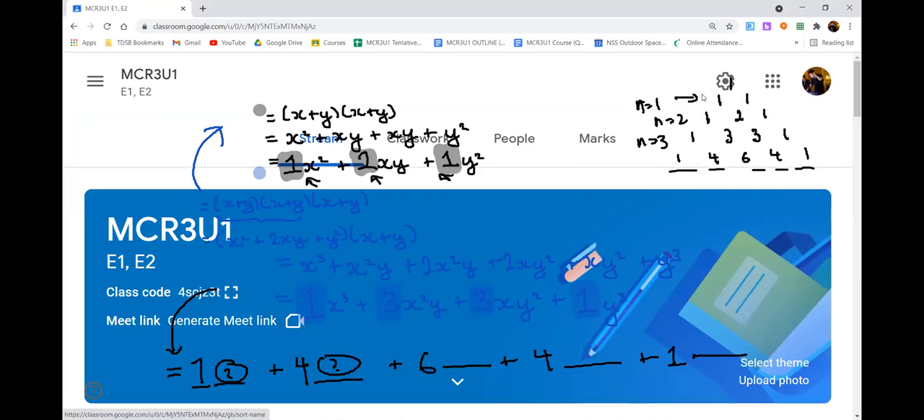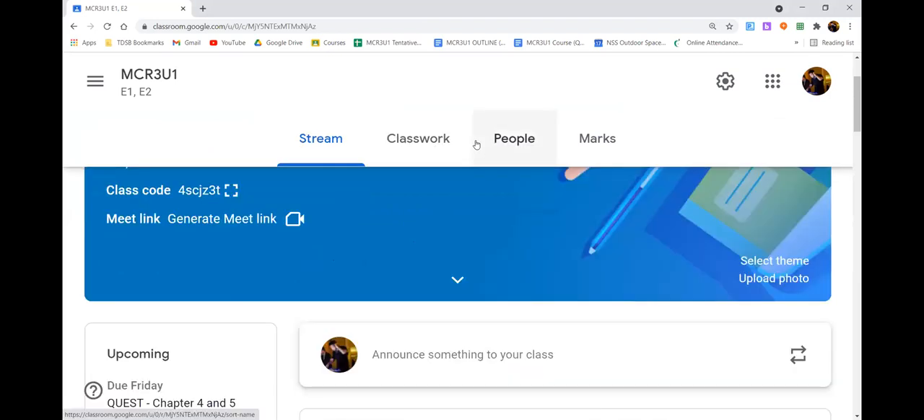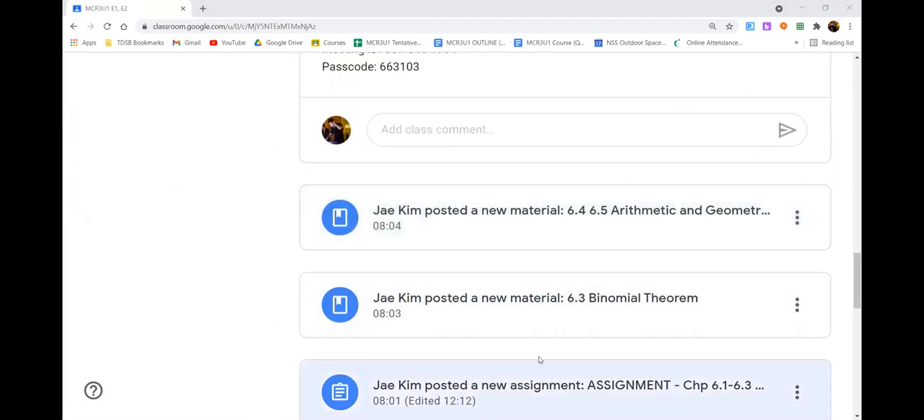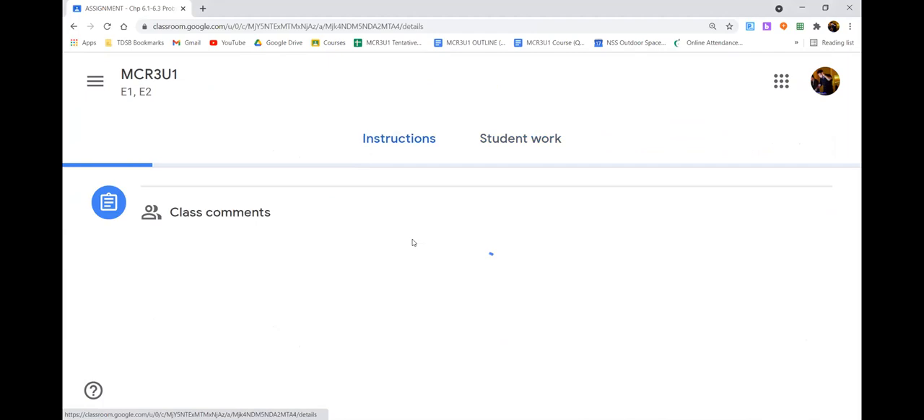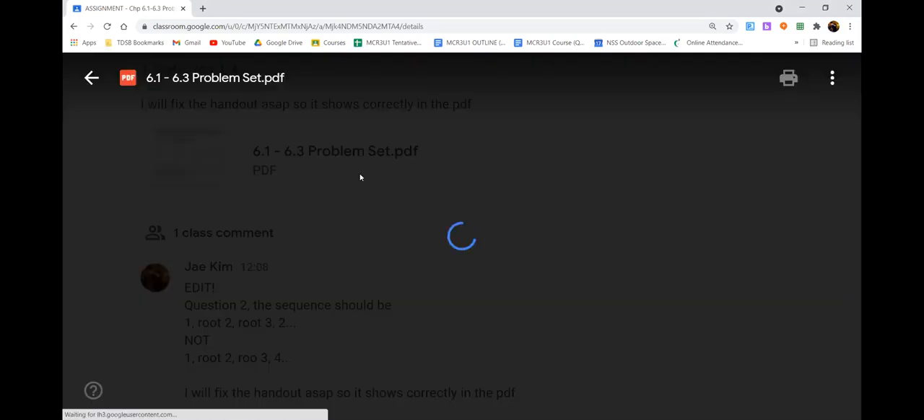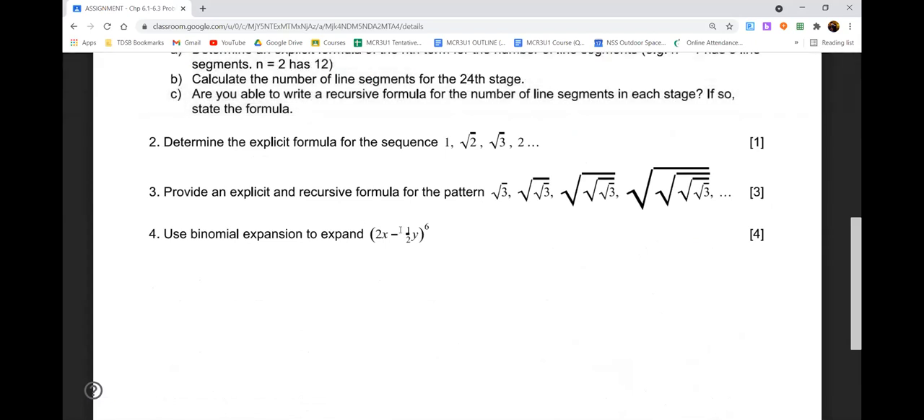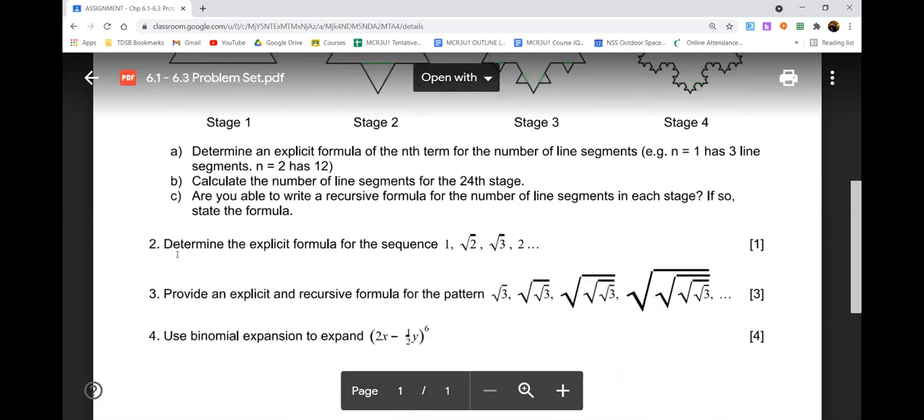I'm going to clear this so you can see it. What I'm going to ask you to do is consider our problem set that I just released to you. If you look at number 4 in my problem set, I'm going to ask you to do binomial expansion. So it is in your best interest to pay attention. And after today, you can probably just finish this question off. So all you have to do is work on these 3 pattern questions. All right, here we go.